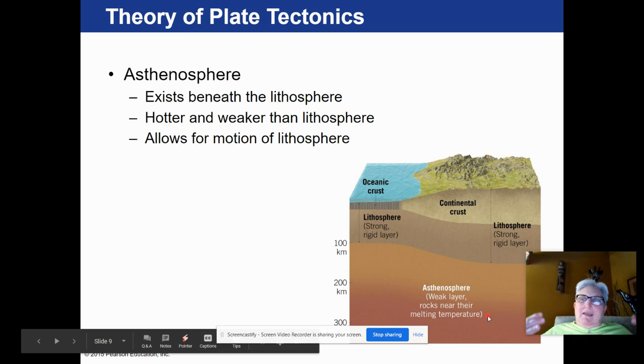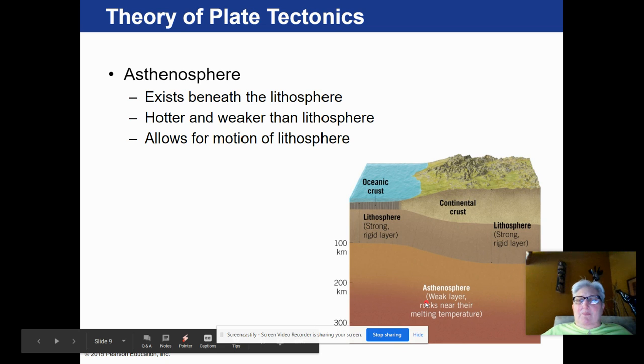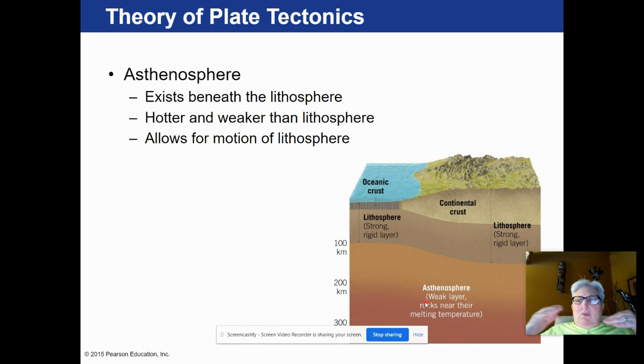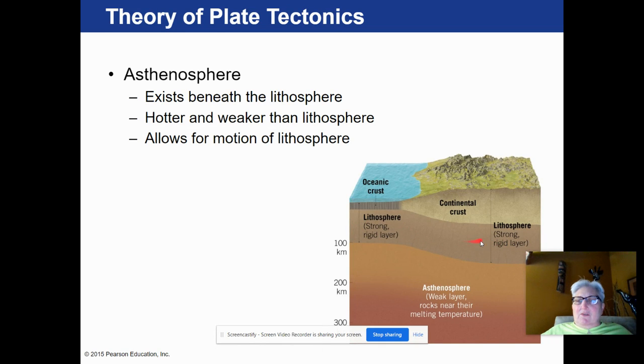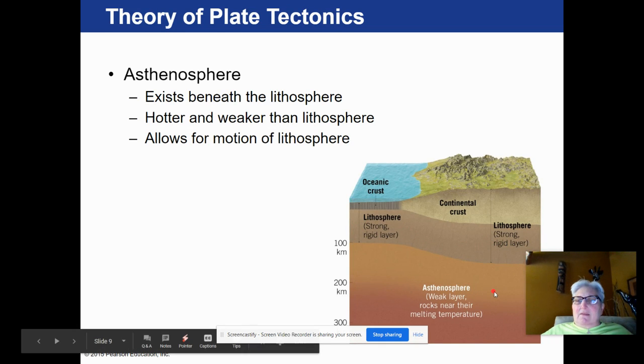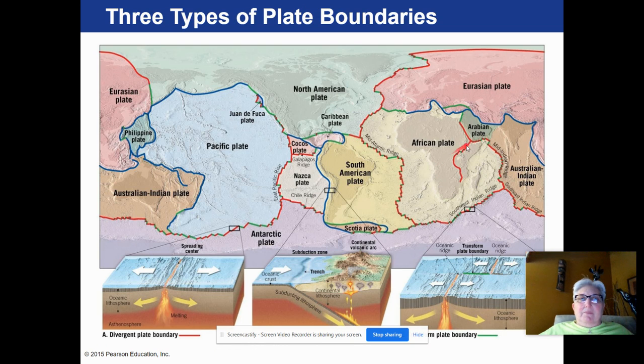And what we're going to see is when there's pressure and things like that, and we get that buildup, this is what is going to make those plates move. All right, so we have our crust layer, we have our lithosphere, which is a very strong layer, and then the asthenosphere, which is our liquid layer, magma layer. It's much weaker than the lithosphere.